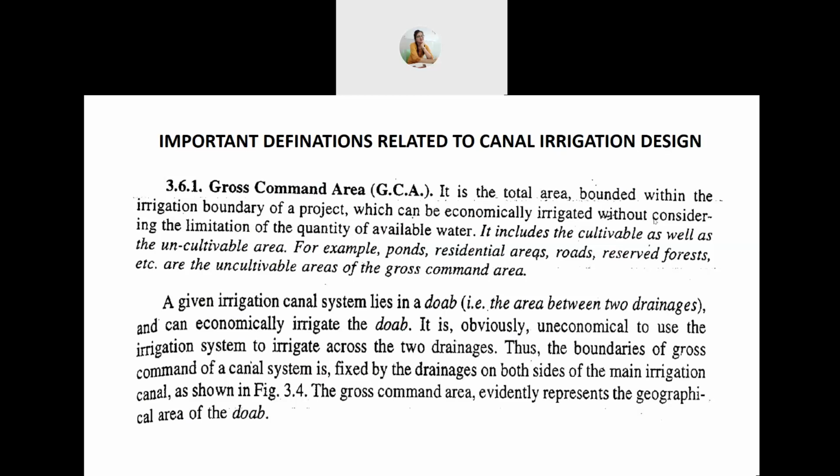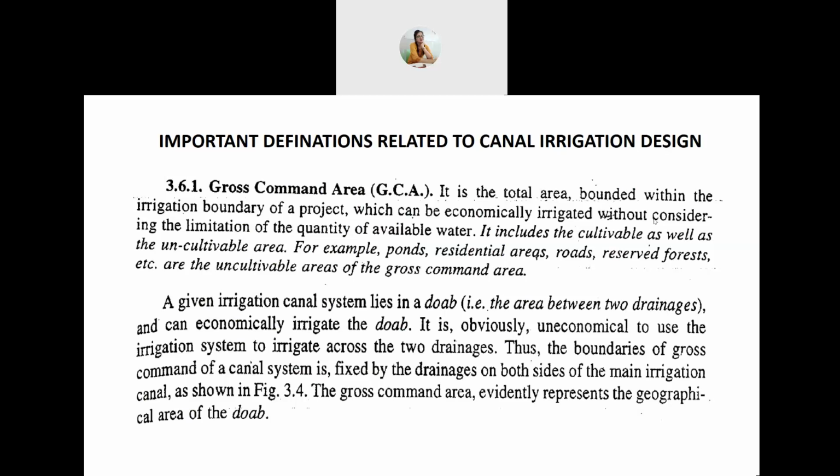Next, a given irrigation canal system lies in a doab. So what does a doab mean? The area between two drainages, which can be economically irrigated. It is obviously uneconomical to use the irrigation system to irrigate across the two drainages.